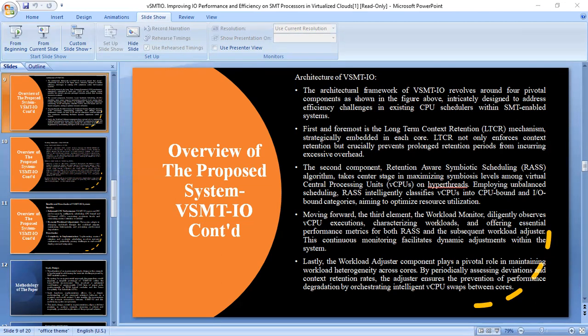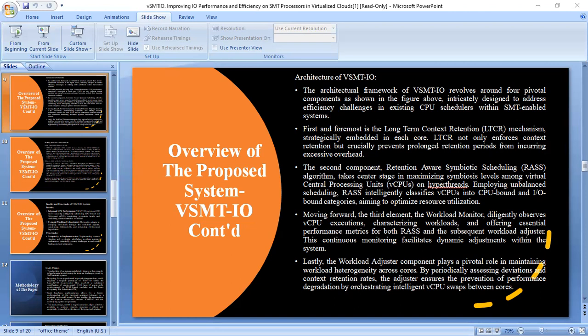Coming to the third one, the workload monitor. The workload monitor observes vCPU executions, characterizing workloads and providing essential performance metrics for both RAS and the subsequent workload adjuster. Continuous monitoring enables dynamic adjustments within the system.